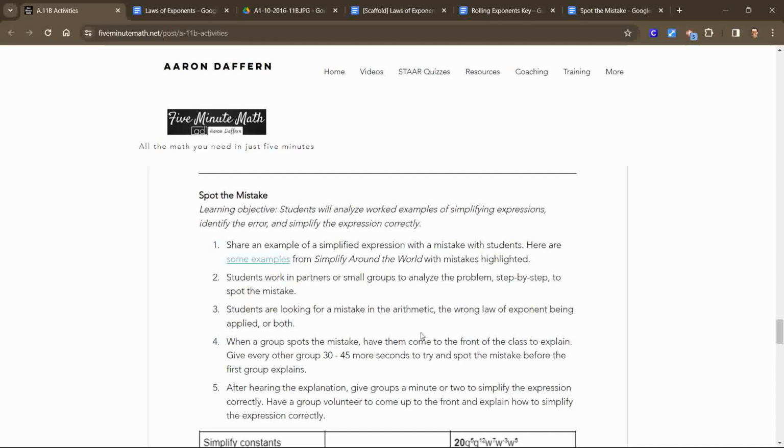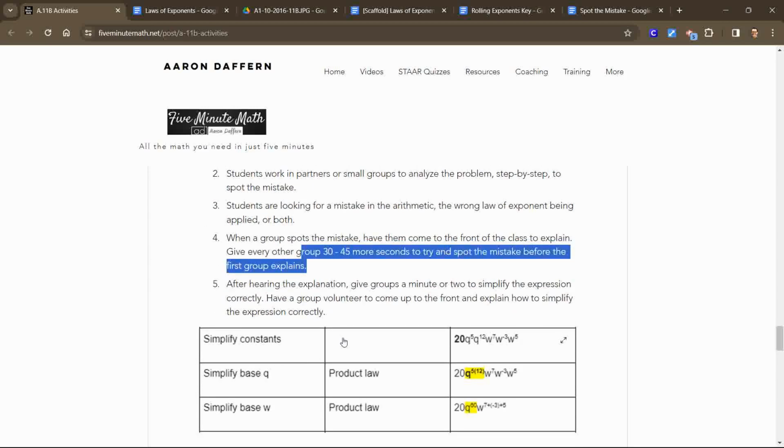Is it an arithmetic mistake? Is it the wrong law of exponent being applied? Or is it both? When a group spots the mistake, have them come up to the front of the class to explain the mistake, but give every other group 30 to 45 more seconds to try to spot it before the group coming up to the front explains what the mistake was. And then have them, after they hear the explanation, simplify it correctly.